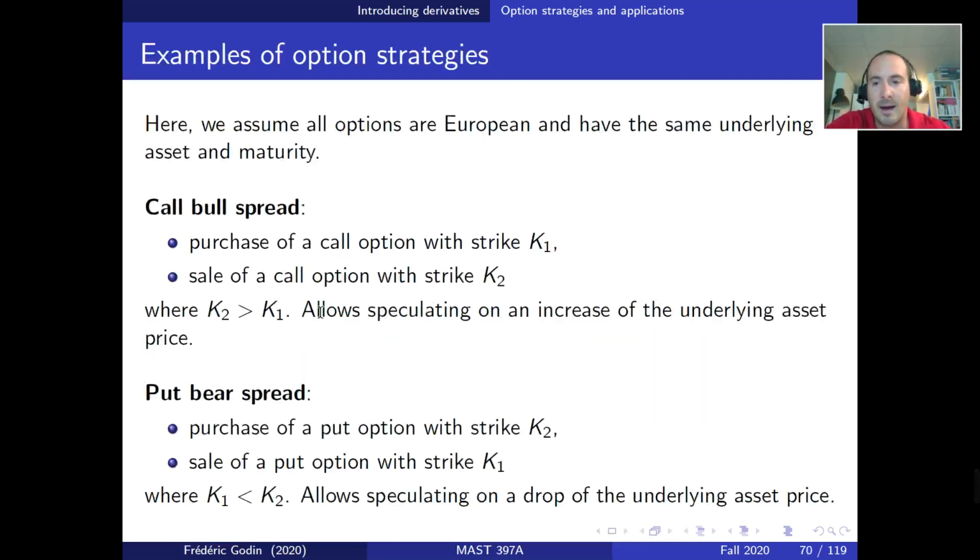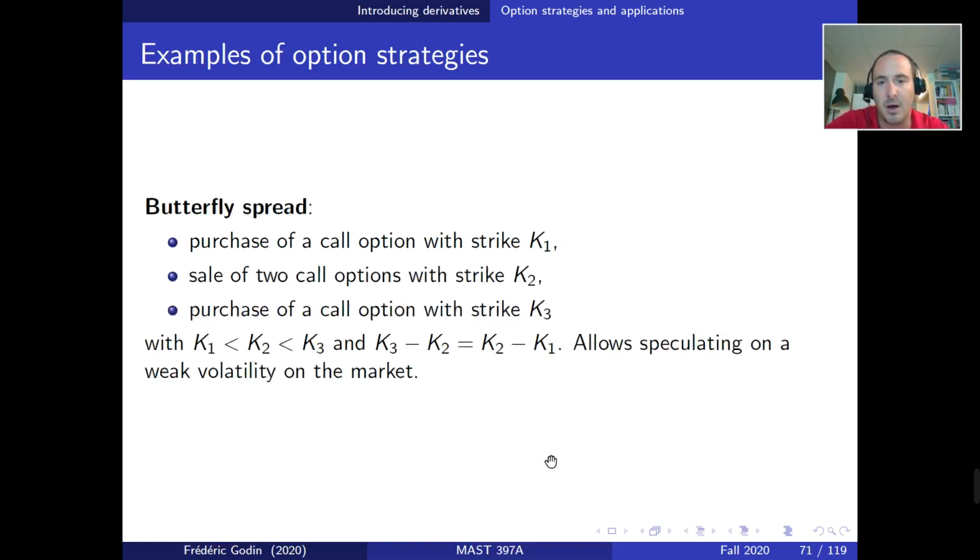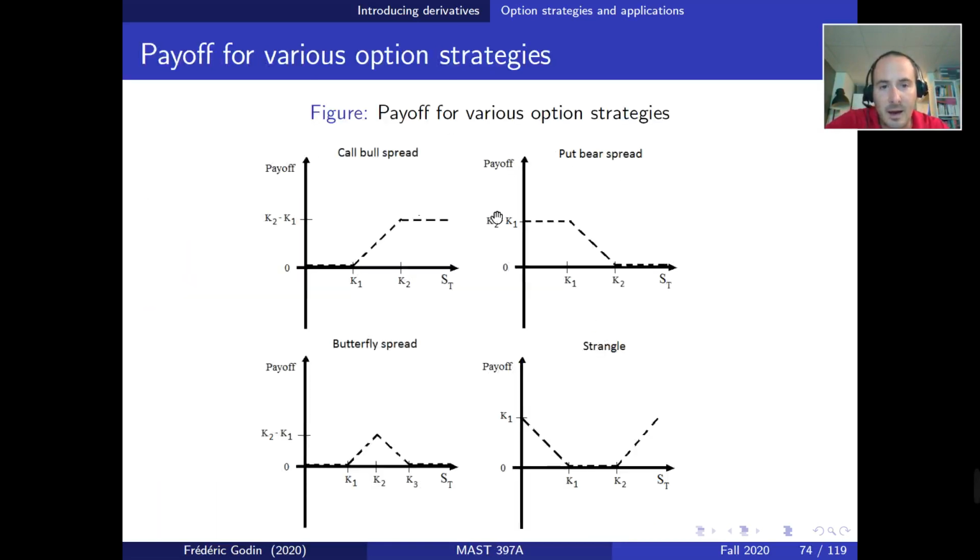Now we're going to go back and talk about the second strategy, which is a put bear spread. It entails purchasing a put option with strike K2 and selling a put option with strike K1. To look at the payoff of this strategy, you simply add the payoff of a put option minus the payoff of the second put option, and if you plot it, you obtain what follows here.